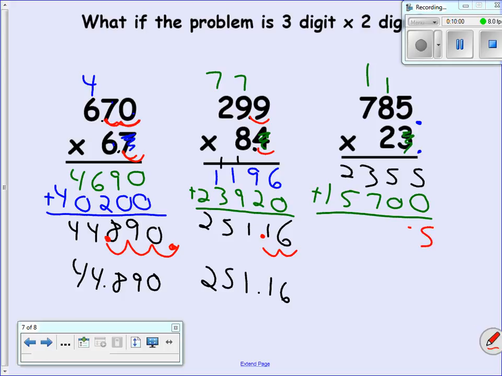I have a 5. We have a 5. We have a 10. We have an 8. We have a 1. Both decimals are to the right, so there's no numbers behind the decimal. So my comma would go right there.